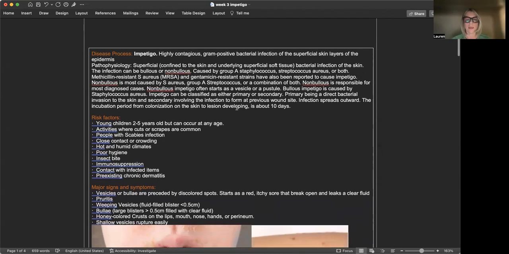Impetigo is also classified as either primary or secondary, primary being a direct bacterial invasion of the skin, and secondary involving the infection forming at a previous wound site. The infection spreads outward. The incubation period from colonization on the skin to lesion developing is about 10 days. It can also affect deeper tissues of the skin.